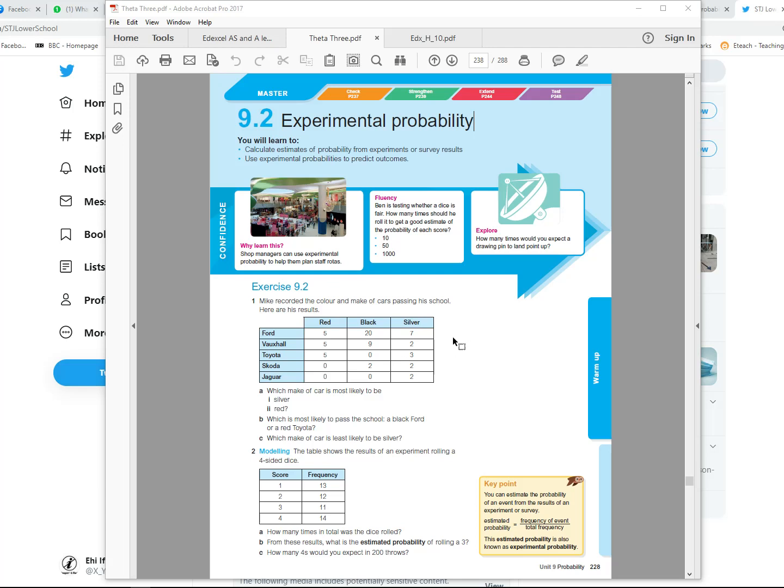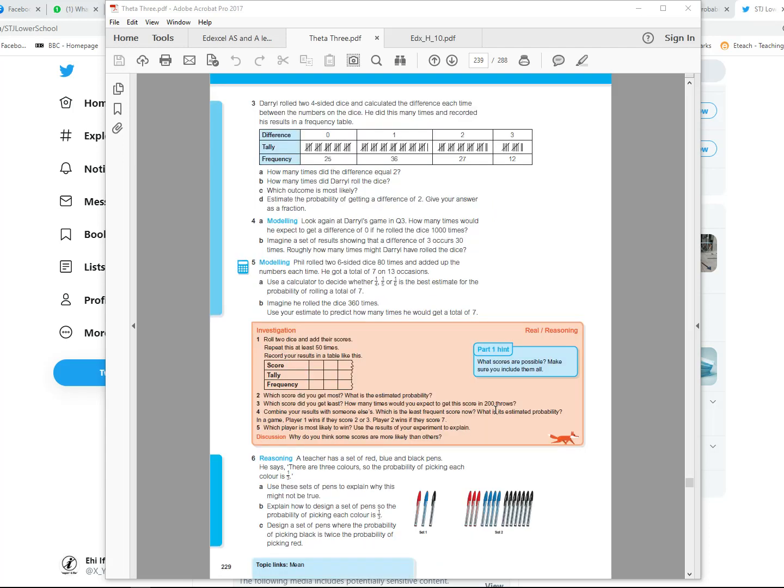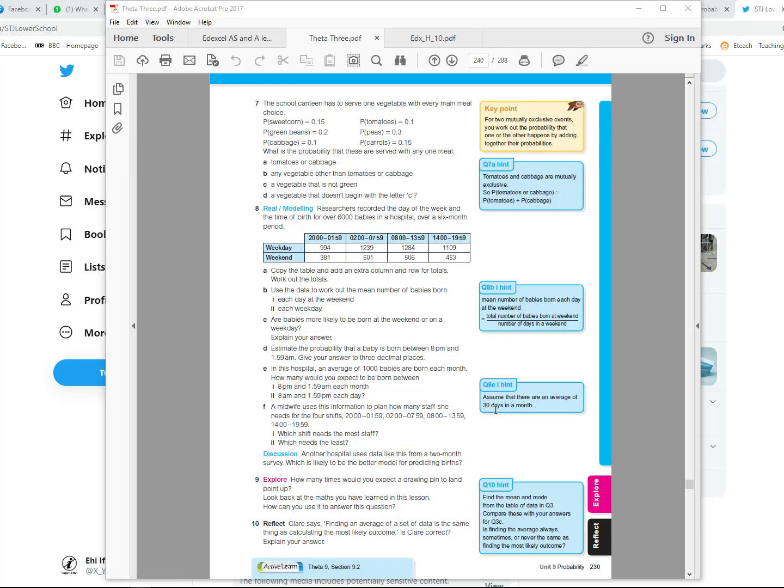And some questions for you. Exercise 9.2, experimental probability or relative frequency. Start at question 1, and off you go. Starts on page 228, and I want you to finish on question 10. Good luck.